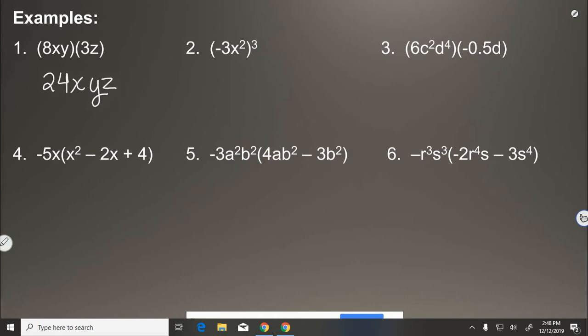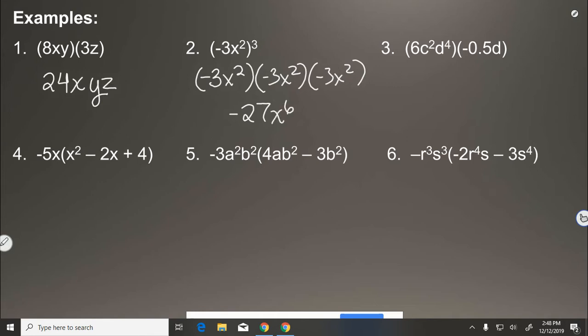Here we have negative 3x squared cubed, so that's negative 3x squared times negative 3x squared times negative 3x squared. So we have negative 3 times negative 3 times negative 3, which is negative 27, not positive. X squared, and x squared is x to the 6, adding the exponents.